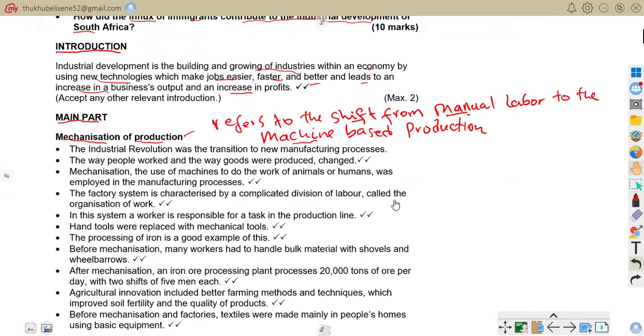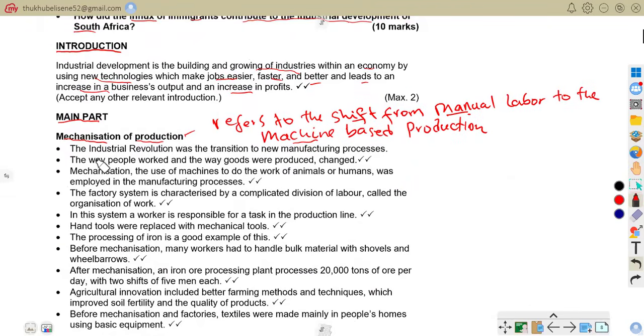So coming to the points that are mentioned here, as it says, the Industrial Revolution was the transition to new manufacturing processes. That is the way people worked and the way goods were produced and changed. That is when we talk about what? Mechanization. Shifting from manual to machine-based.